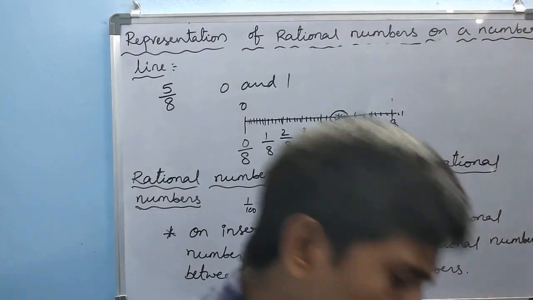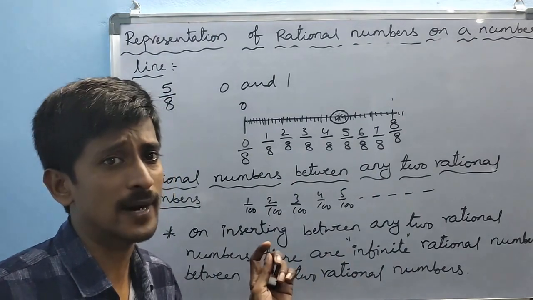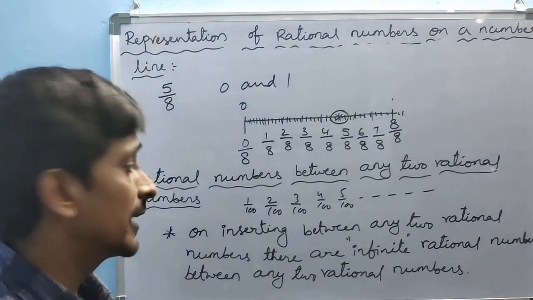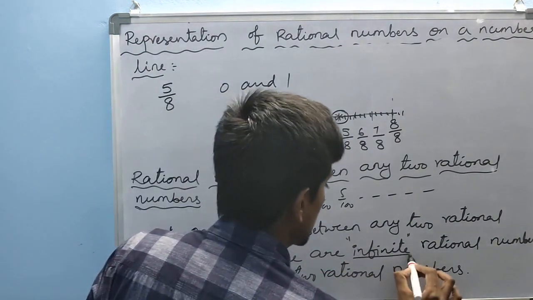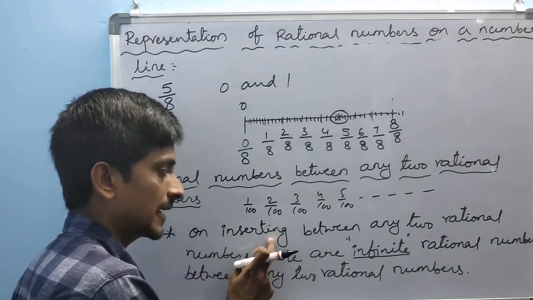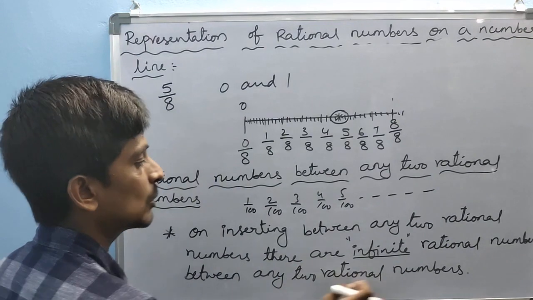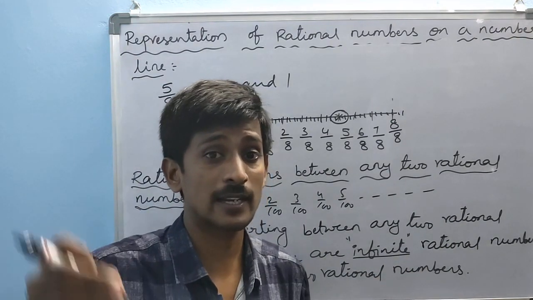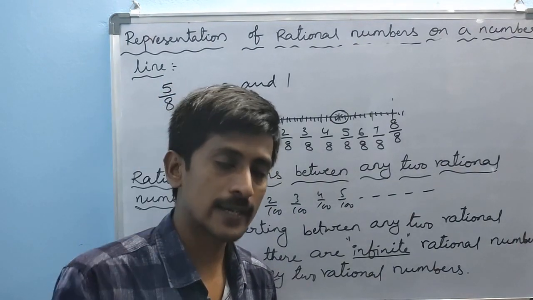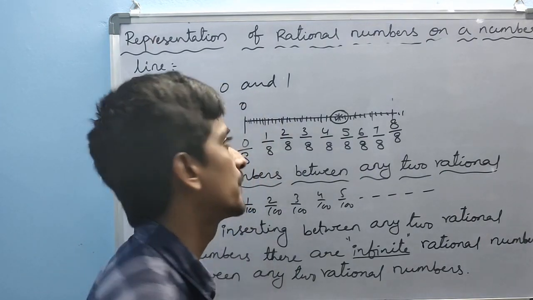If you take any two rational numbers, or any two integers, or any two natural numbers, or any two whole numbers, in between the two numbers there are infinitely many rational numbers you can insert. Infinitely many rational numbers lie between any two rational numbers, or any two integers, or any two natural numbers, or any two whole numbers.